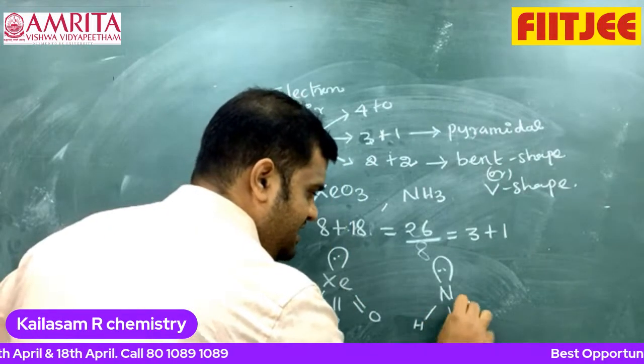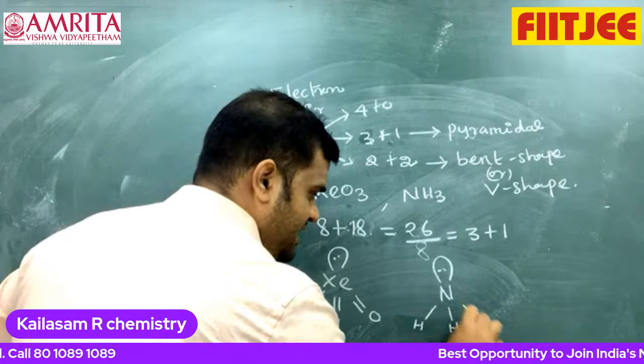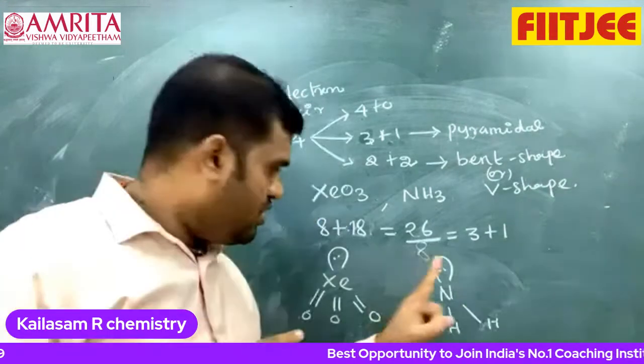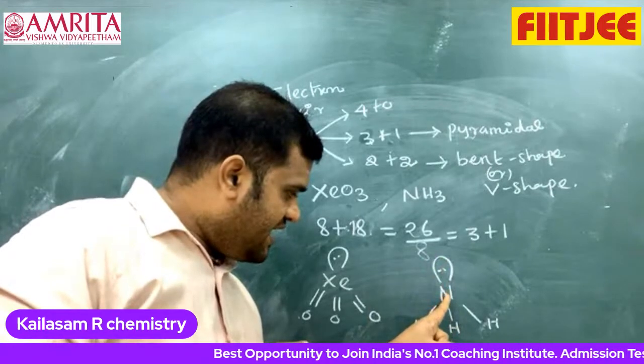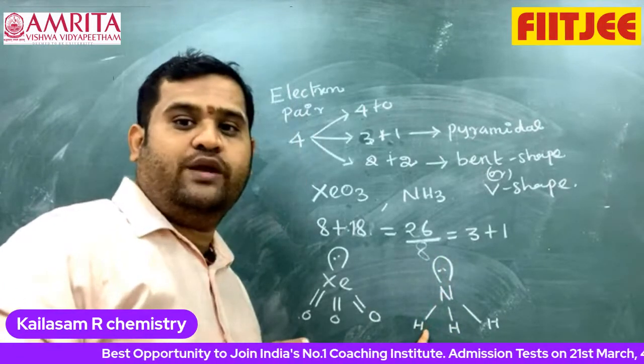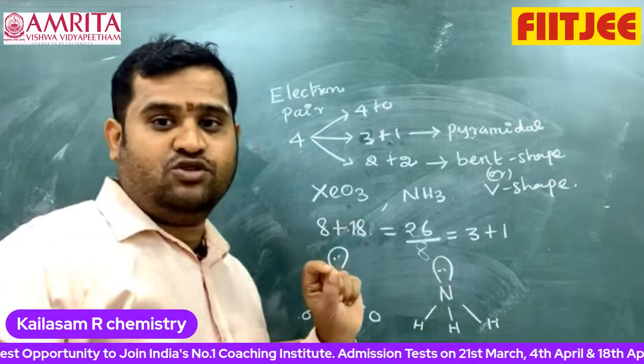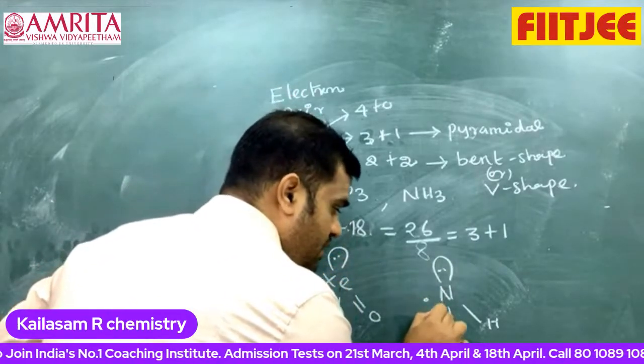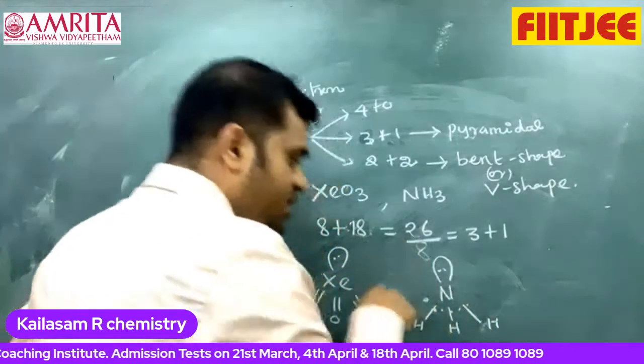Then having hydrogen. Why does this become pyramidal? What is the reason? Look at this, this is the lone pair. Between nitrogen and hydrogen, which is more electronegative? I can say nitrogen is the most electronegative. Here the bond pair goes towards nitrogen because of the bond pairs.